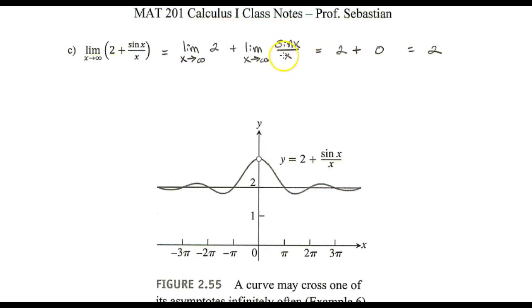And then sine x over x as x approaches infinity. Well, we know sine of x stays between 1 and minus 1 forever. It oscillates between 1 and minus 1. So as x itself gets bigger and bigger, some number between 1 and minus 1 divided by a huge, huge, huge number gets closer and closer to 0. So this becomes 2 plus 0 equals 2. So the limit of that guy is 2. It has an asymptote at 2.